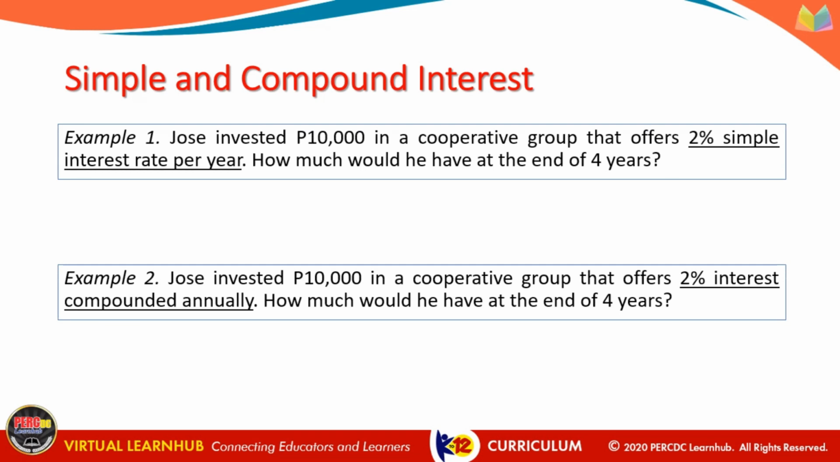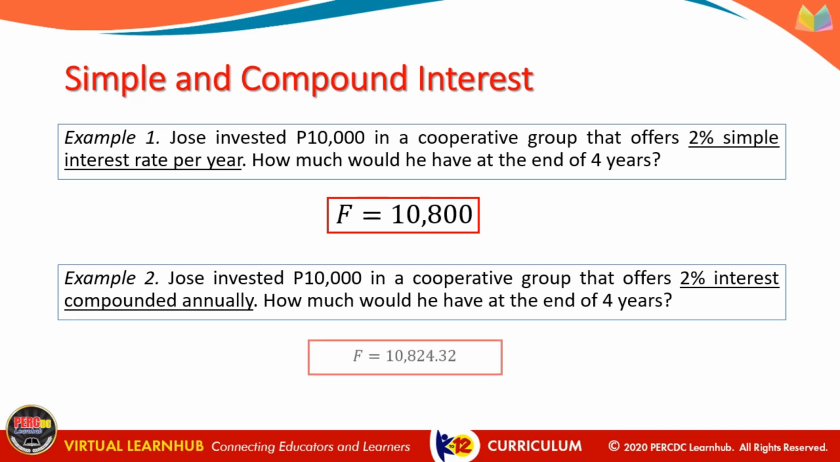Based on the examples that we had, we can clearly see the difference between simple and compound interest. For example number 1, an investment of 10,000 pesos for 4 years at 2% simple interest rate will give a future value of 10,800 pesos. For example number 2, the same amount of investment, 10,000 pesos, for the same amount of time, 4 years, but at 2% compounded annual interest, will give a future value of 10,824.32, which is greater than the one we had for simple interest.